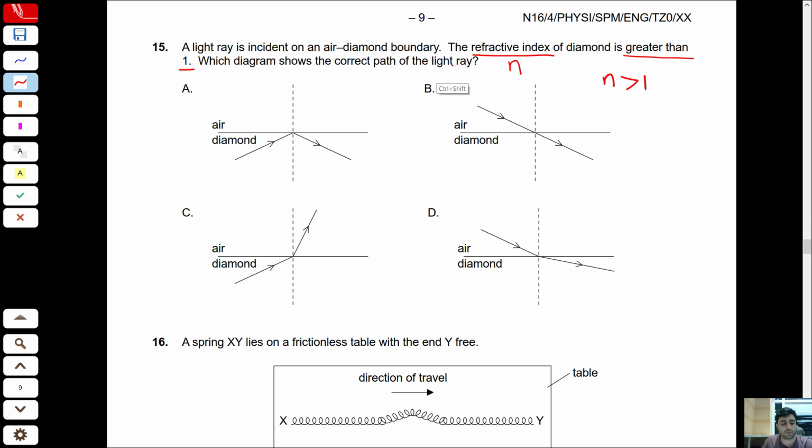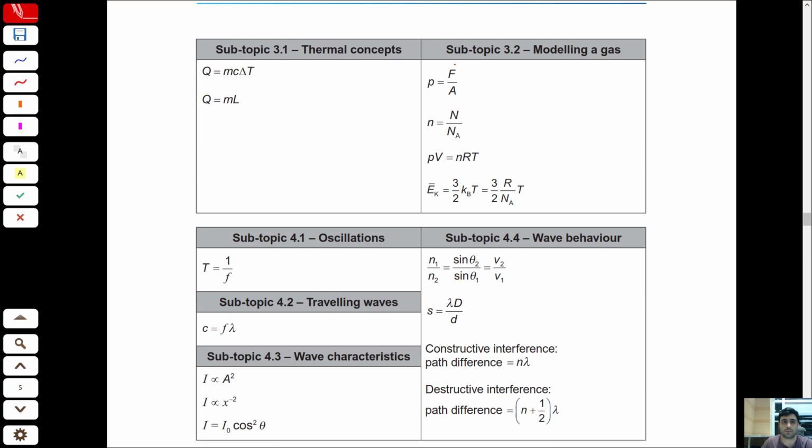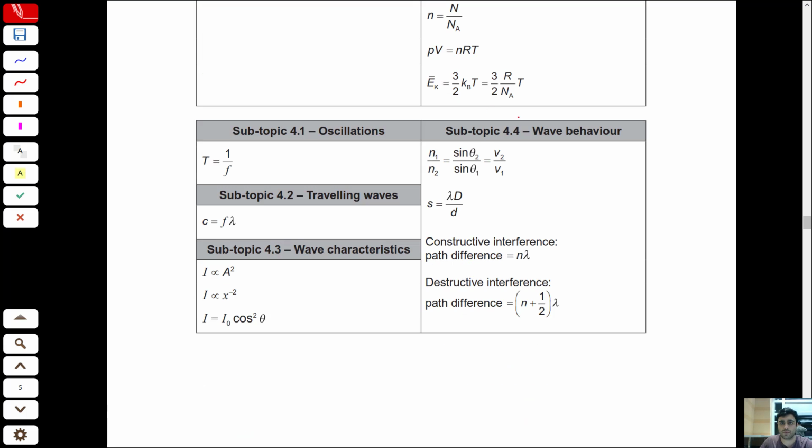So let's talk about what is refractive index. If we open the diagram booklet and scroll back to Snell's law, in subtopic 4.4, this is the refractive index formula. The ratio of the two refractive indices, N1 over N2, equals the ratio of the sines of the angles, which equals the ratio of the two velocities in two different media. Okay, so this is the formula.